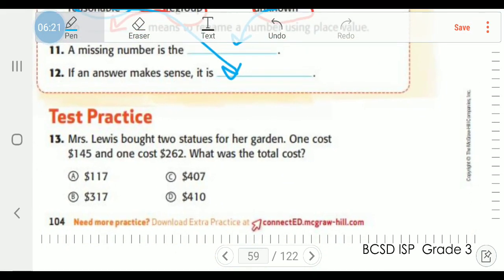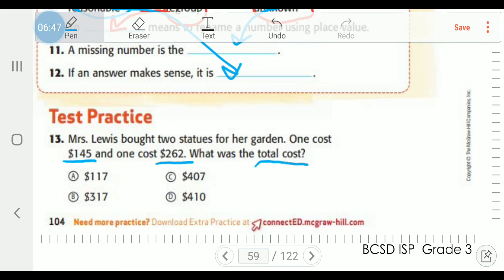Final question down at the bottom. Test practice. Mrs. Lewis bought 2 statues for her garden. One cost $145 and one cost $262. What was the total cost? So you have one that is $145, the other one, which is $262. What was the total cost?